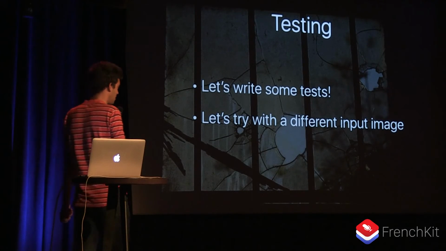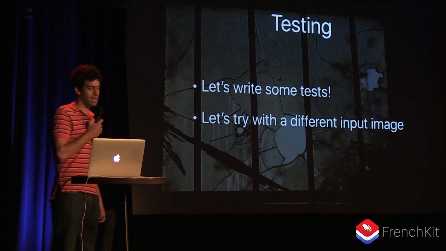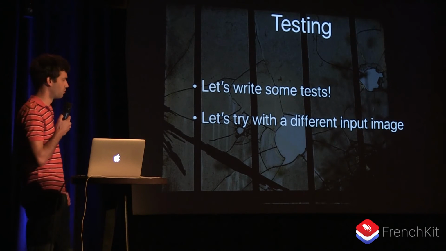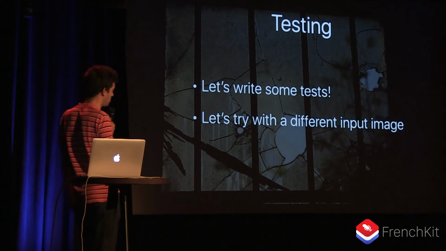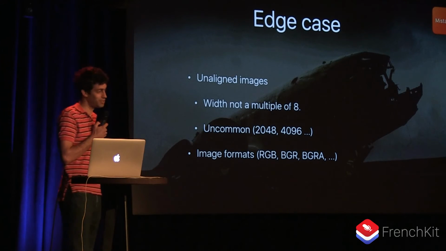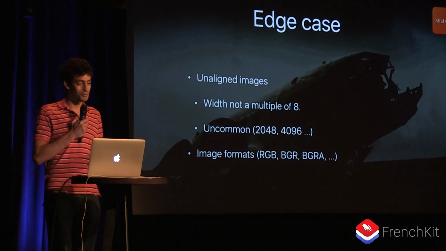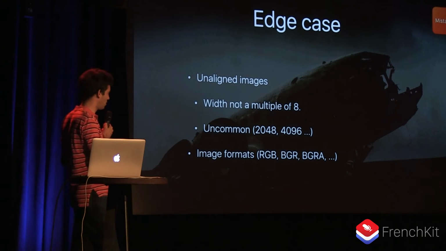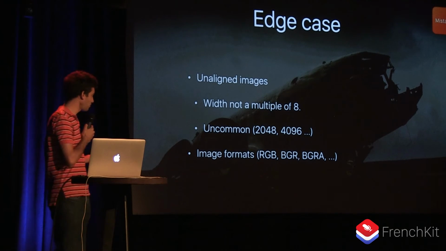Testing now. So we want to write some tests. We have improved this with one single image. We are going to try with a different input image. And what happened here? We get a crash. And that's interesting. We actually hit an edge case. So the mistake number 2 is that when you optimize, you also need to think about all the different edge cases. Here, our edge case is something called an unaligned image.